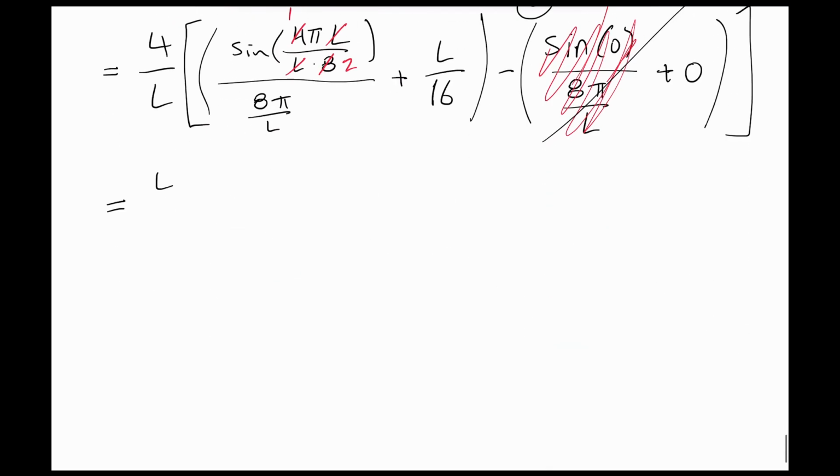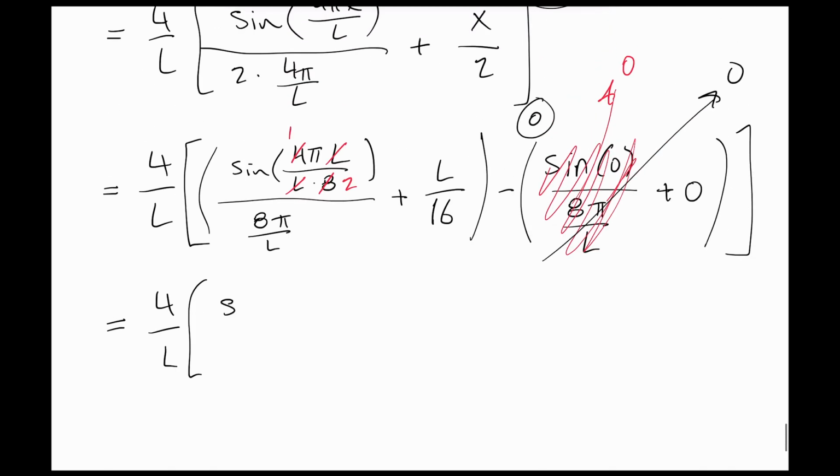So let's simplify this again. 4 over L. Here I get sine of, what I have left there is just pi over 2. Is this correct? I think it is. 8 pi L plus L over 16.